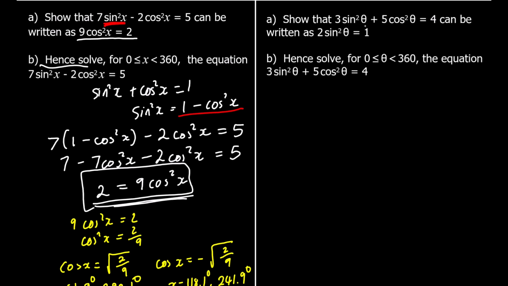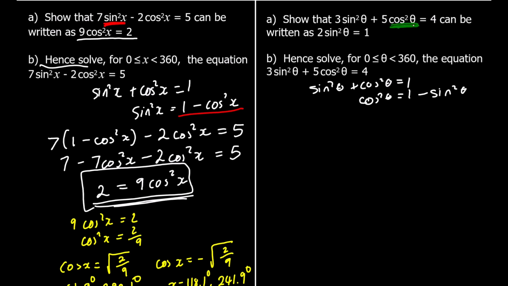Show that 3 sine squared theta plus 5 cos squared theta equals 4 can be written as 2 sine squared theta equals 1. So this time we want to get rid of the cos. Again, we know that sine squared theta plus cos squared theta is equal to 1. So if we want to get rid of cos squared theta, we can change it into 1 minus sine squared theta.